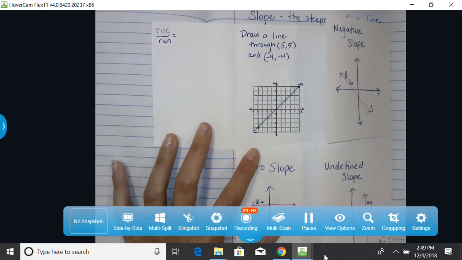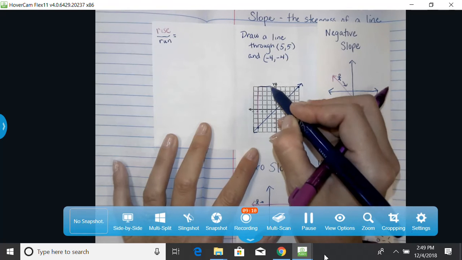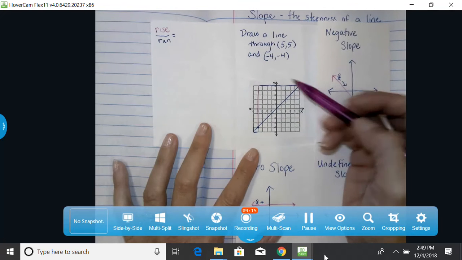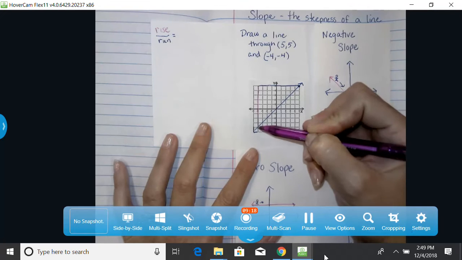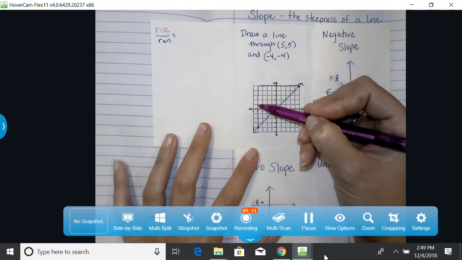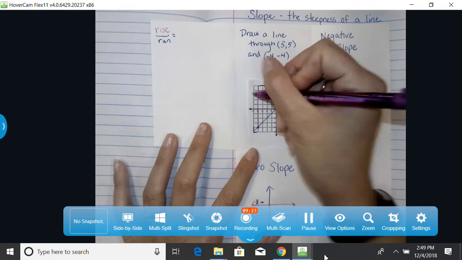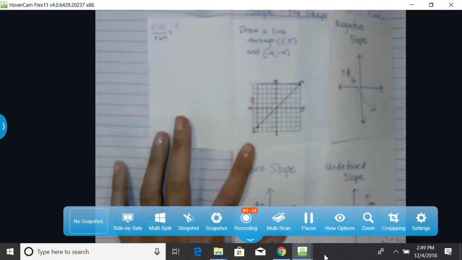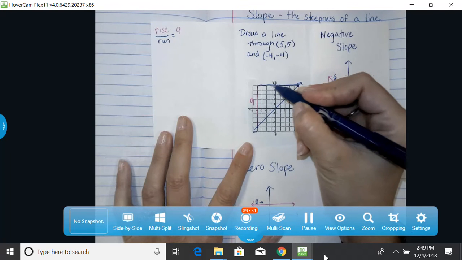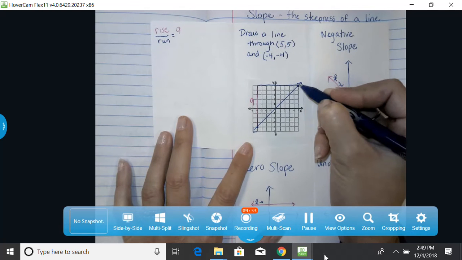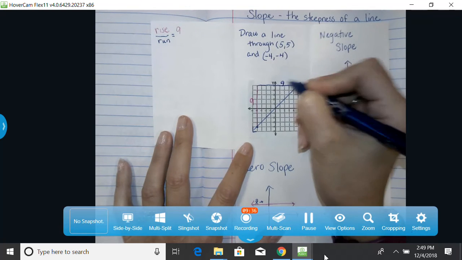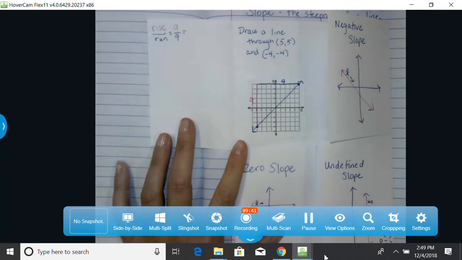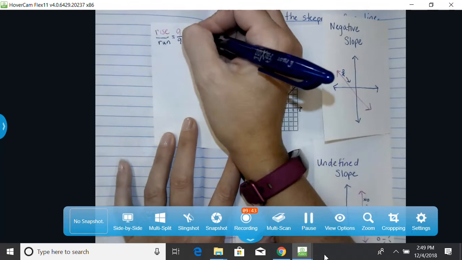And how much does it run? So I'm going from one point to the other, but I'm moving along the coordinate plane. And I can see that I rise 1, 2, 3, 4, 5, 6, 7, 8, 9. I rise 9, and I run 1, 2, 3, 4, 5, 6, 7, 8, 9. So our slope is 9 over 9, which can be simplified to 1.